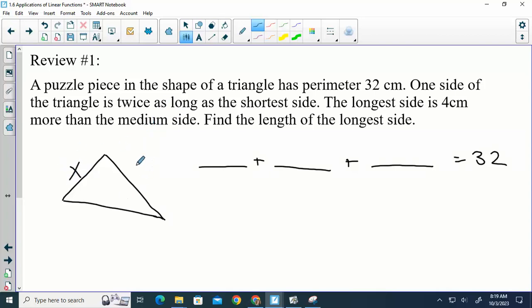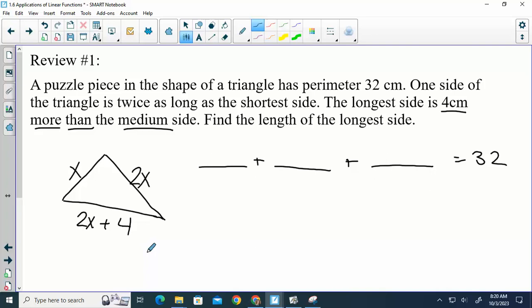Okay, so the one that's twice as long would be 2x. The longest side, so I'm going to assume that's the other one here, is 4 centimeters more than the median. So it's plus 4. Right, the medium side was 2x. More than means we add 4.